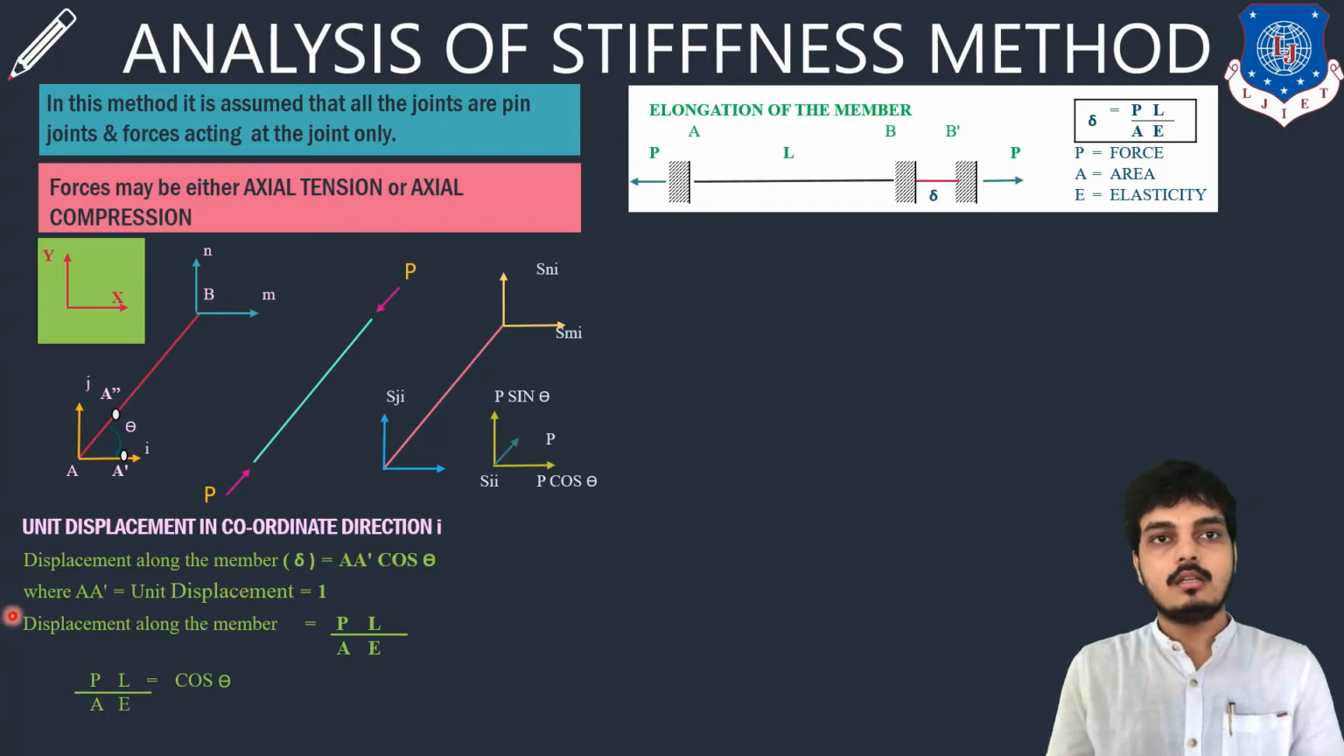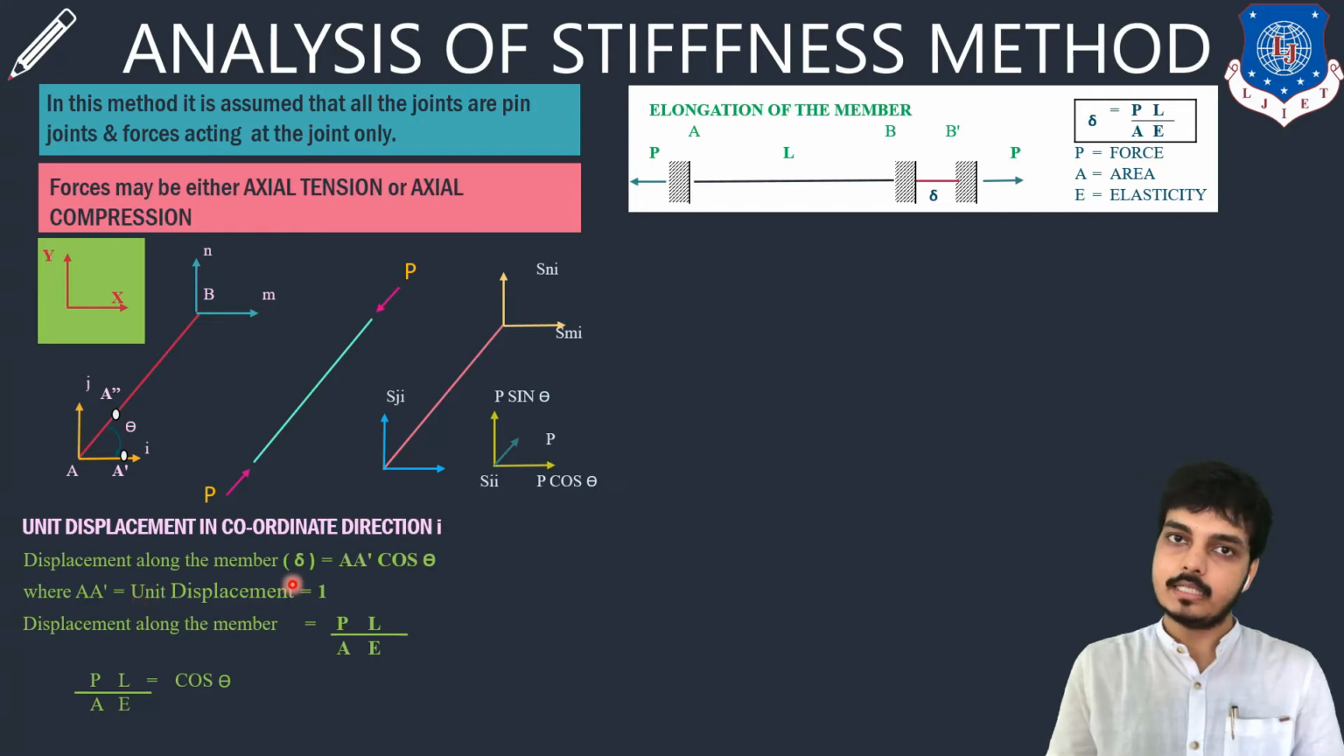Means we are working on stiffness method. So in this method we are taking displacement as a unit value, that we have learned in our very first session. So that's why here unit displacement has been taken. Now if it is unit, so displacement along the member will be PL upon AE. So how did it come? Now look, elongation of the member. If it is a member AB and a force P has been applied, so B will shift from its original position to B dash, and that will be my delta.